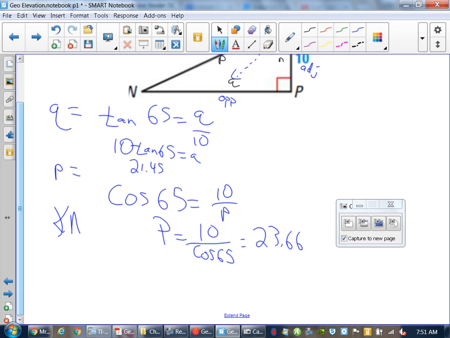And like Whiskey said earlier, angle n is 25 because it's the complement to 65.